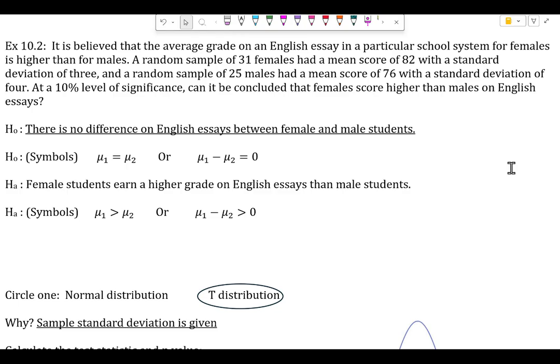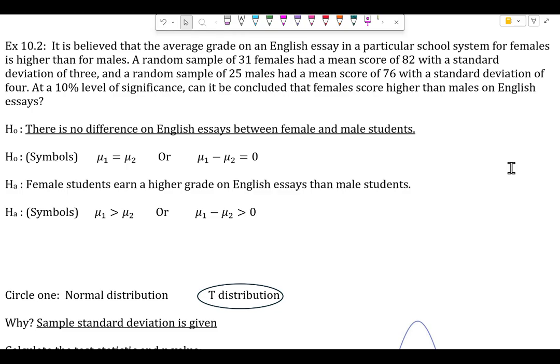So example 10.2 says it is believed that the average grade on an English essay in a particular school system for females is higher than for males. A random sample of 31 females had a mean score of 82 with a standard deviation of 3, and a random sample of 25 males had a mean score of 76 with a standard deviation of 4. At a 10% level of significance, can it be concluded that females score higher than males on English essays?